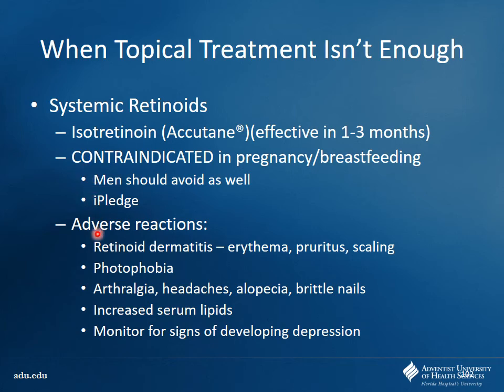Now, as far as adverse reactions go, again, this is going to be like the topical retinoids, but more systemic. And so it's going to cause this retinoid dermatitis where you see a lot of erythema, pruritus, scaling, and photophobia, so you're going to be sensitive to bright lights. You can also see things like alopecia, brittle nails, arthralgias, and negative effects on their serum lipids. And also you want to monitor for signs of developing depression. For whatever reason, messing with vitamin A in the body tends to have an effect on patients' mood, and so you can see either worsening or new onset depression with these patients. So again, this is why we like to hold this one off until they've failed other therapies, because of all these side effects. It can be very, very effective, but the side effects are pretty significant as well.